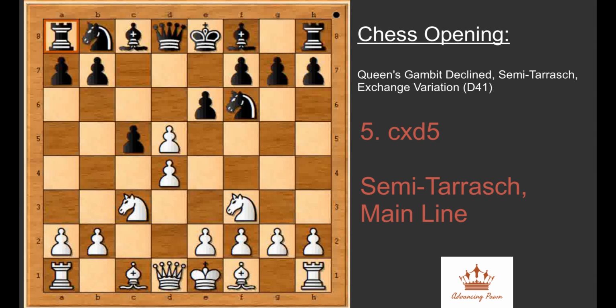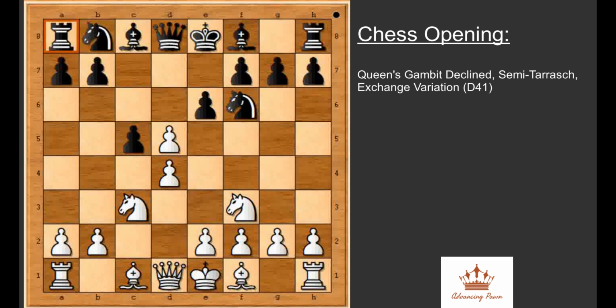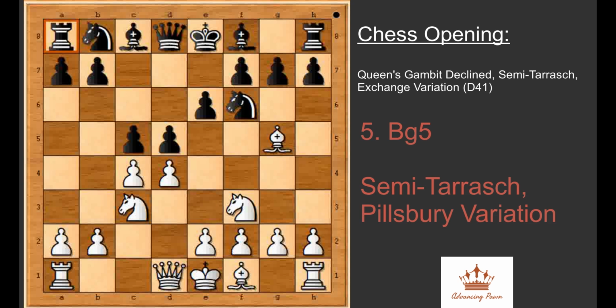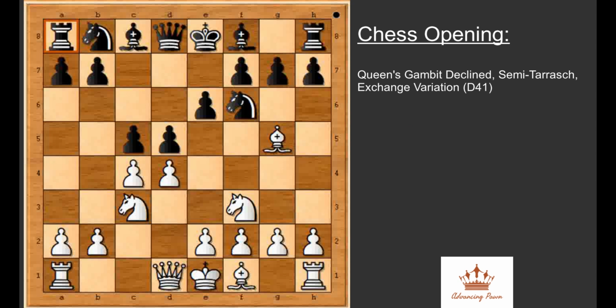White takes cxd5. What are the other options? White could have played e3, which is Tarrasch Defense. White could also have played Bg5, which is Pillsbury Variation in Semi-Tarrasch. Bf4 is another choice.